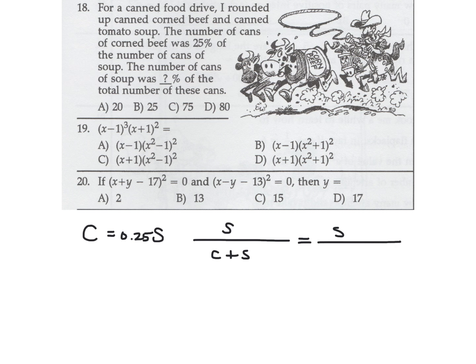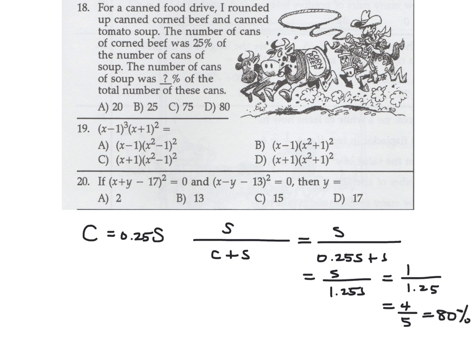So S over C plus S is S over 0.25 S plus S, so that's going to be S over 1.25 S. And then the S's cancel, and we just have 1 over 1.25, which I believe would be 4 over 5, and that's 80%. So 80% is the answer, and that would be D.